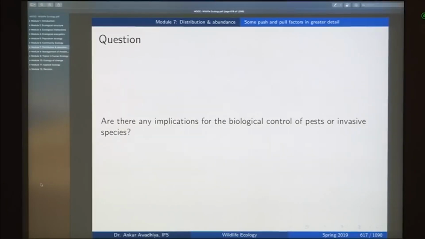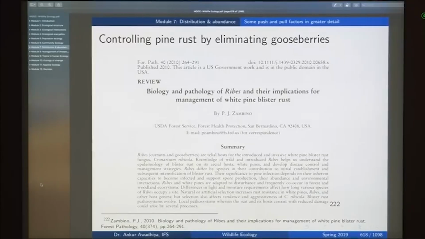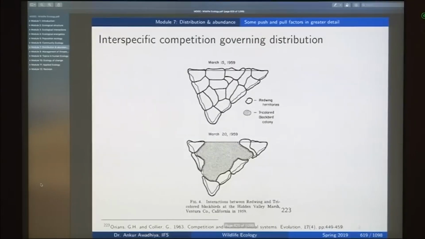Now, does it have an implication on biological control of pest and invasive species? Yes, because if you have a predator that is extremely exclusive to the prey species, you can make use of that predator as a biological control. So, we looked at this example of controlling pine rust by eliminating the gooseberries, because the fungus that was affecting the pines also was obligately dependent on the gooseberries. So, it spent some part of its life cycle on the pine and some part of its life cycle on the gooseberries. So, if you remove the gooseberries, you will eliminate the pine rust.